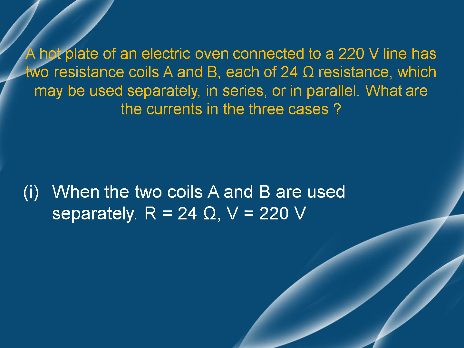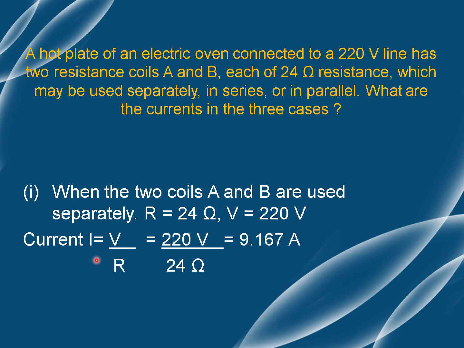The first case, when the two coils A and B are used separately, that is R is 24 ohms and V is 220 volt. Current I is V by R, that is equal to 220 volt by 24. V is 220 and R is 24. So we have the answer 9.167 ampere.